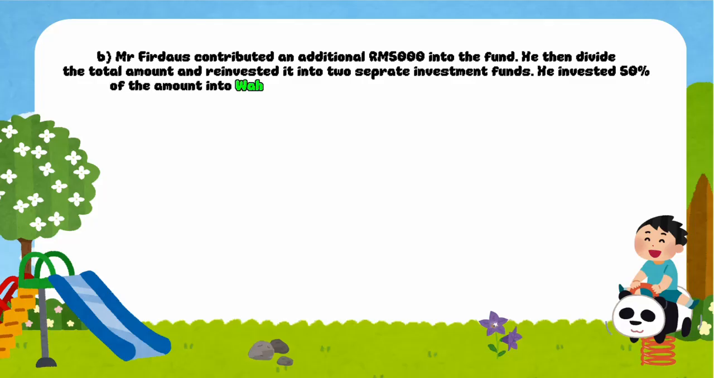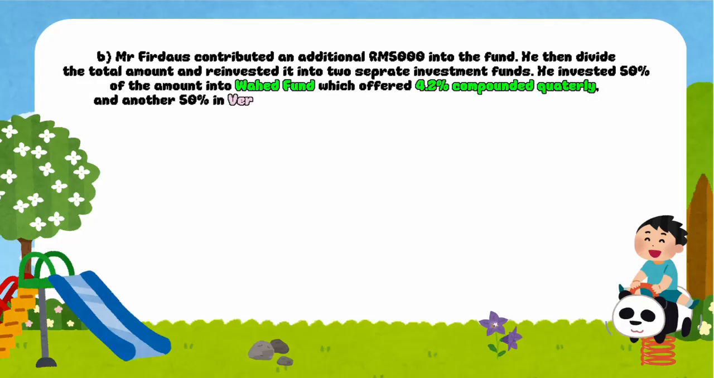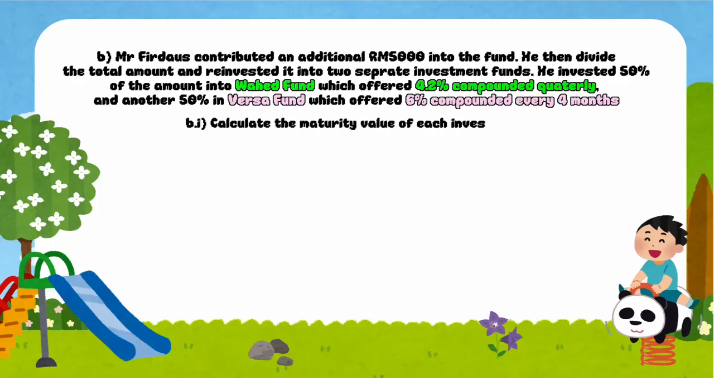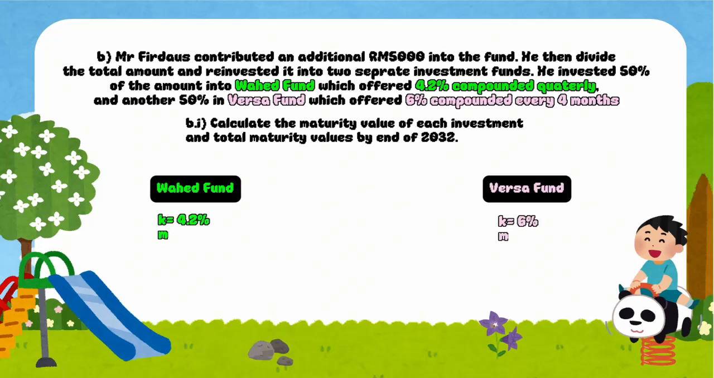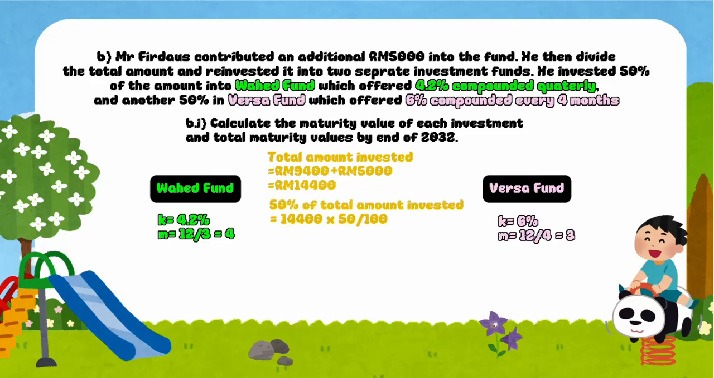Next, Mr. Firdaus contributed an additional 5,000 ringgit into the fund. He then divided the total amount and reinvested into 2 separate investment funds, which are Wahed Fund and Versa Fund. So we are going to find the maturity value of each separate fund and the total maturity value by the end of 2032. In the question, the value of K and M is stated, and to find the total amount invested, we have to divide half of the total investment fund. The value of P is 7,200.